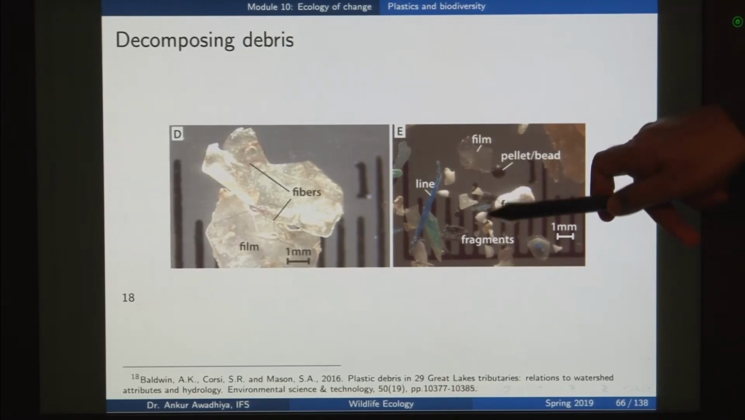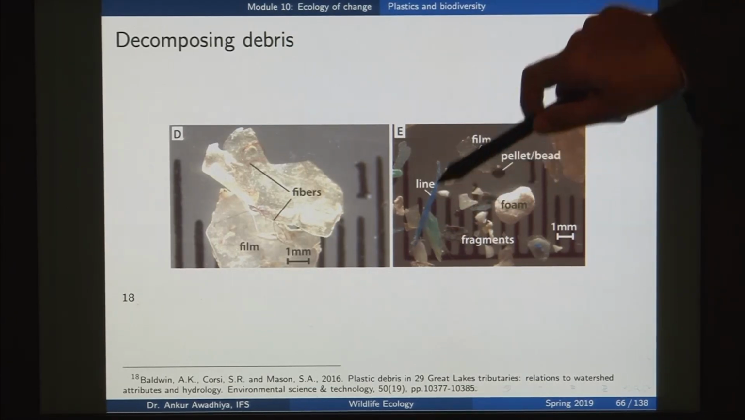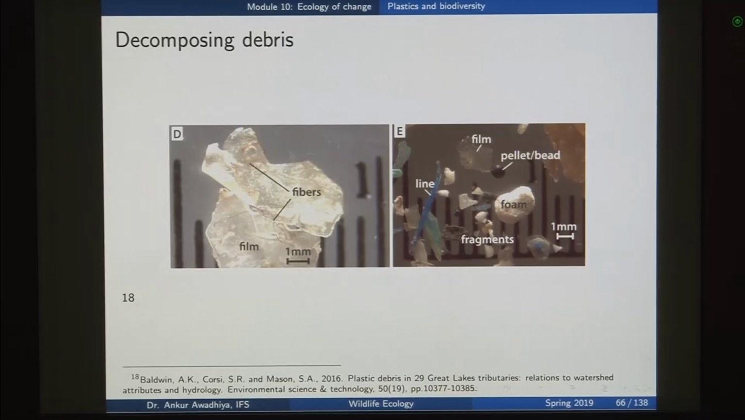You can even have fragments that are made out of foam. So, when we are talking about styrofoam, when we are talking about thermocol, small pieces might come out. So, they will have the property of a foam, but then they are also very small in size. Or you can have these fibers. So, this is a line that is made out of plastic.